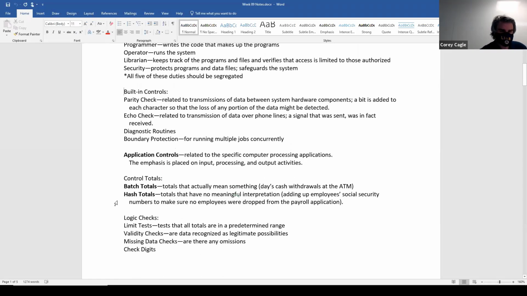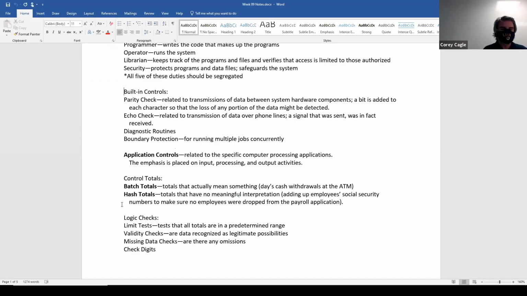Application controls are related to the specific processing applications. That's just a broad term. Control totals. This is something that showed up a lot in BEC. Batch totals, hash totals. Batch totals are totals that mean something, like the day's cash withdrawals at the ATM. So a batch total will be a total that you can compare to all the detail to make sure everything matches up.